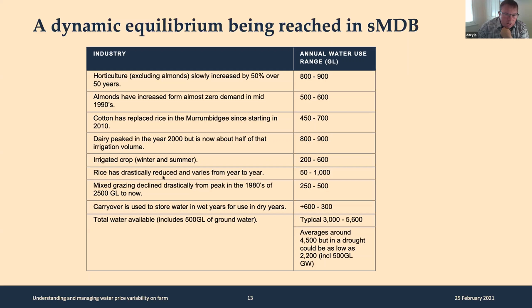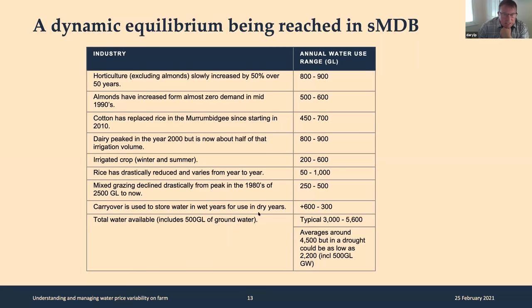Rice will vary from year to year, linked to those higher volume years when prices are suitable for producing rice, and we will have a more variable supply. Mixed grazing has certainly changed a lot from the 80s to now, and is a smaller component. Then the other factor that we have in place is carryover.